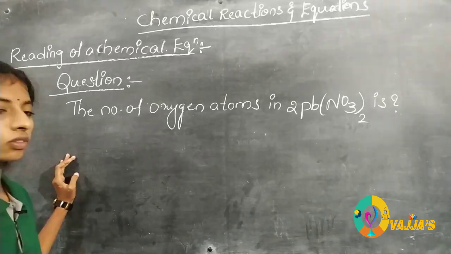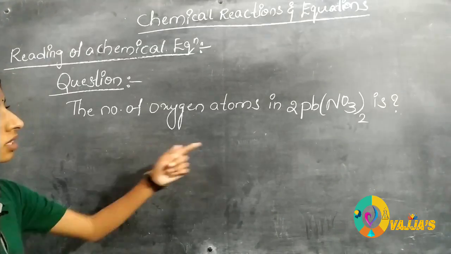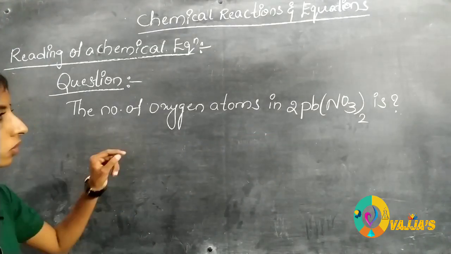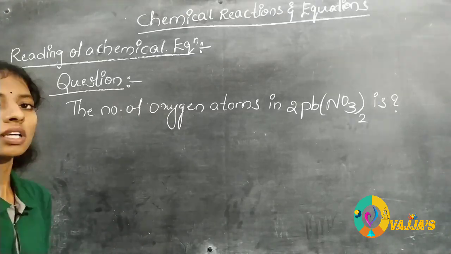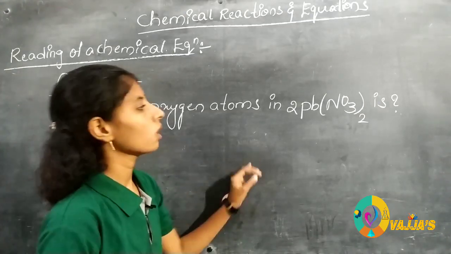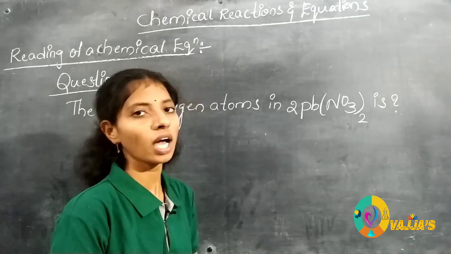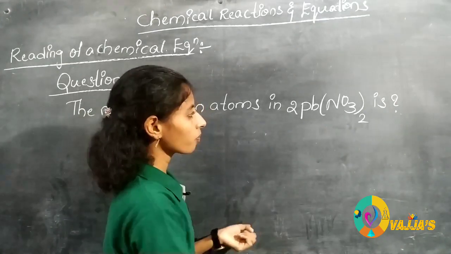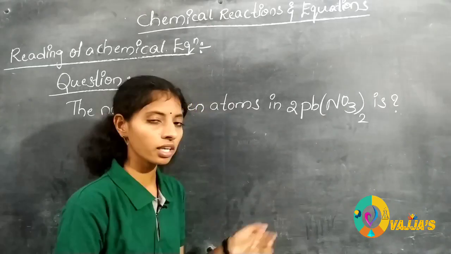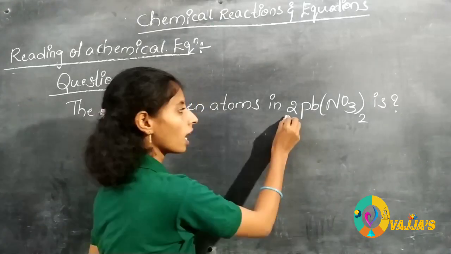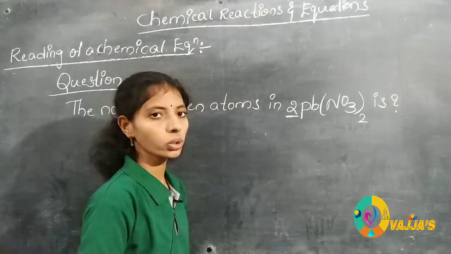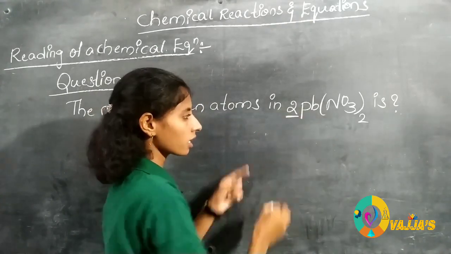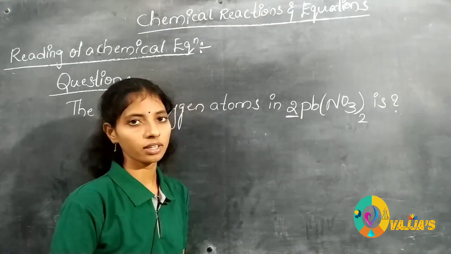Now here we have one question. In this equation we have to calculate the number of oxygen atoms. We know how to calculate the number of atoms in a given molecule. So here we have lead nitrate. How many molecules of lead nitrate are here? Here the number before is 2, so that indicates 2 molecules of lead nitrate.